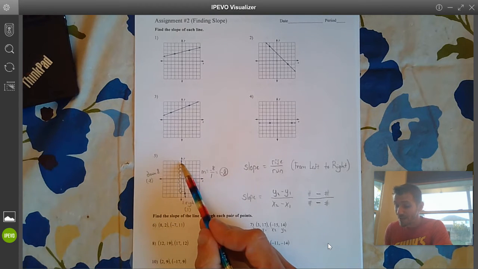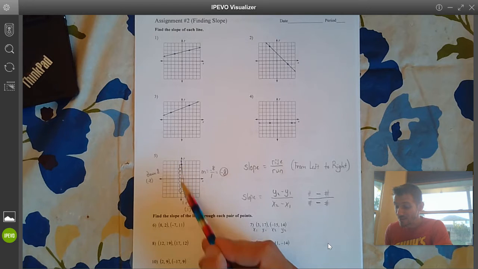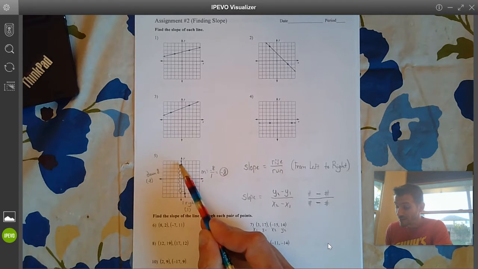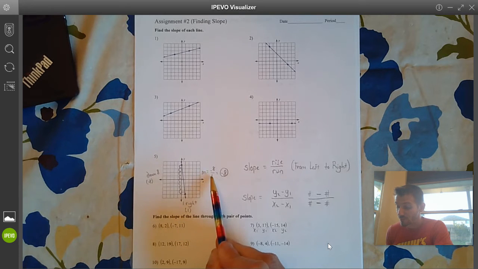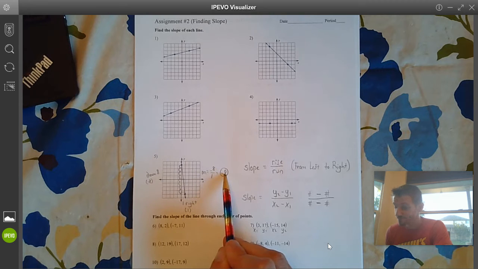Well, how much do I rise? I rise a negative amount. I'm going down. That is 1, 2, 3, 4, 5, 6, 7, 8. I went down 8, and I'm going 1 to the right. So my slope should be rise over run, -8 over 1, which is -8.